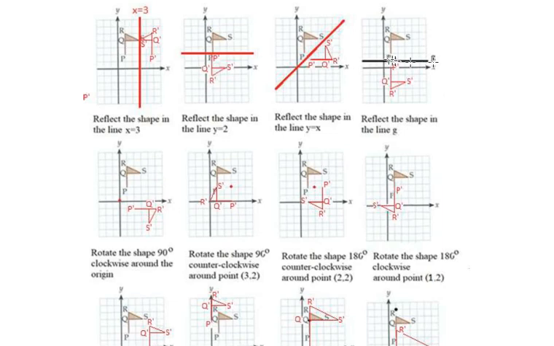Okay, G has been drawn in already. Just notice that the points are the same distance from the mirror line. P is 1 space up, P dash is 1 space down, and so on.